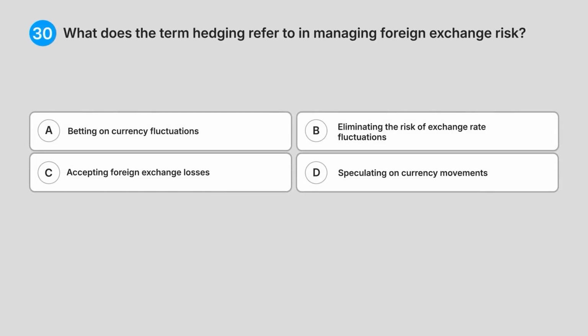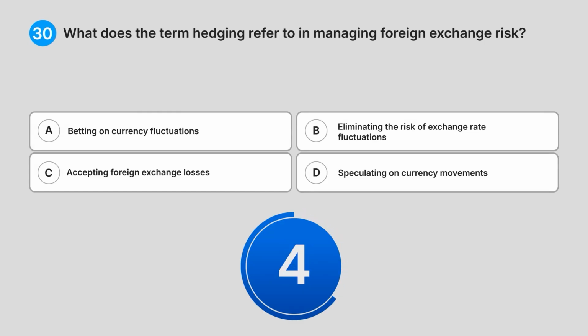30. What does the term hedging refer to in managing foreign exchange risk? A. Betting on currency fluctuations. B. Eliminating the risk of exchange rate fluctuations. C. Accepting foreign exchange losses. D. Speculating on currency movements. What do you think is the answer?